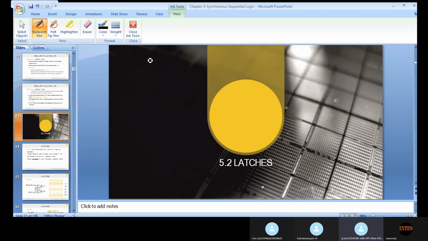Any logic circuit can be used. Asynchronous, any logic circuit can be used as a logic. Okay, good. Asynchronous. Synchronous? Only clock. Only clock will be used.